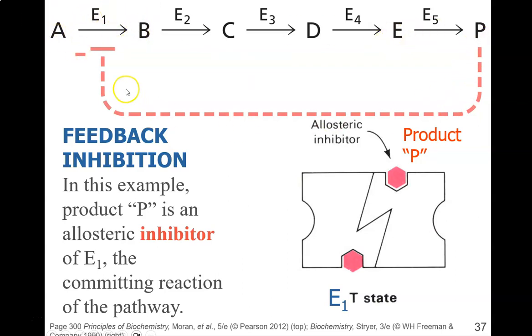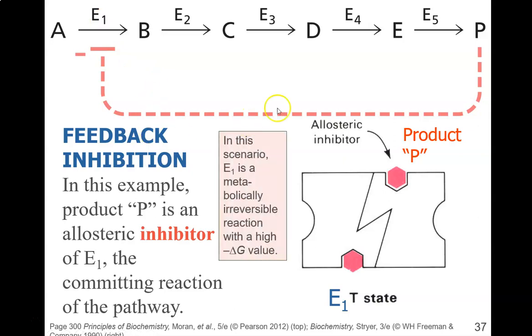If we want to shut down the production of product P, we want to make sure that the first enzyme in the pathway is inactive, so we essentially shut down the whole pathway. In this scenario, E1 is one of those metabolic irreversible reactions. Its delta G value is going to be very high.